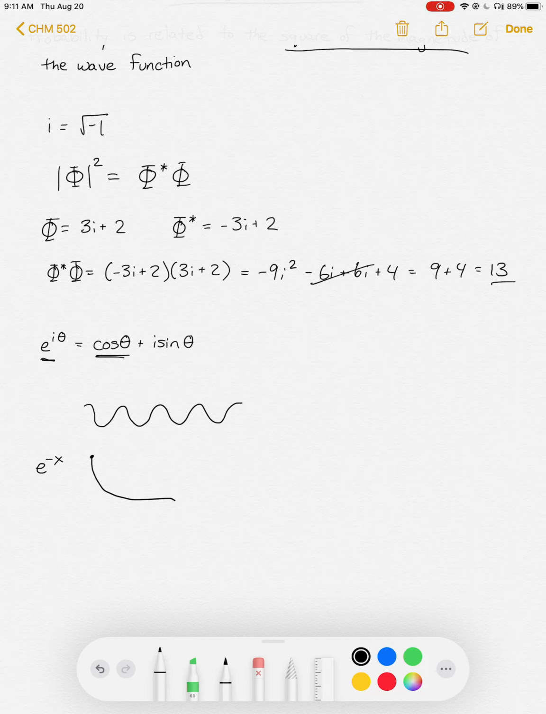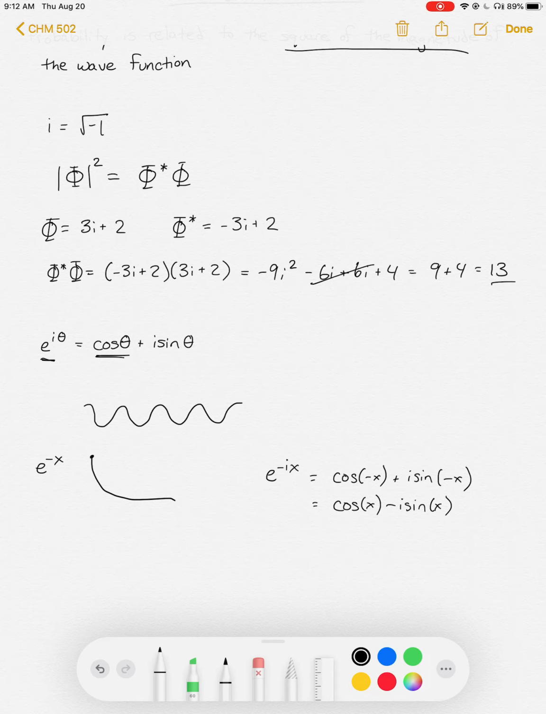For example, if you saw something like e to the negative ix, you might think that is a decaying wave because you have e to the negative x here. But you also have e to the i in there. So if we were to use Euler's formula and plug in negative x for theta, we would get cosine of negative x plus i sine negative x, which is equal to cosine of x minus i sine of x. So this is still a propagating wave because we have that i in there.